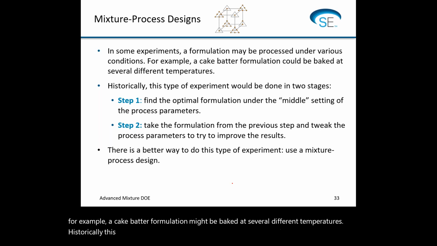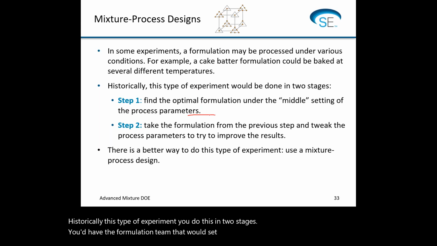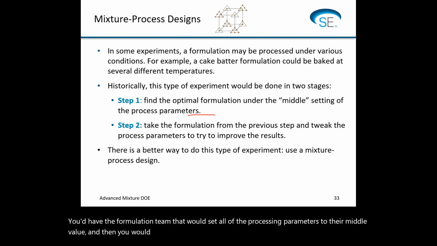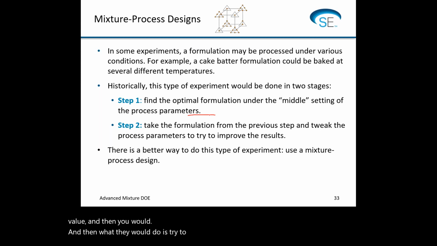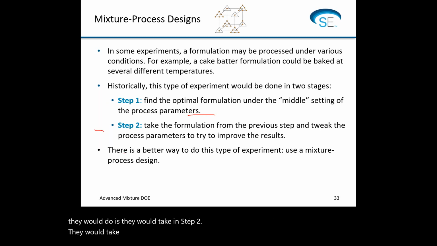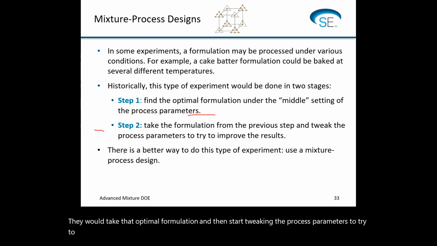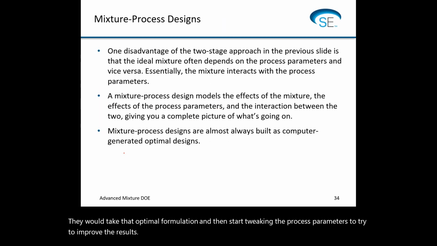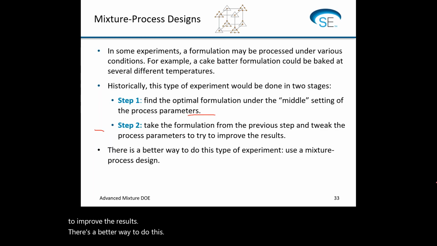Historically, you do this type of experiment in 2 stages. You'd have the formulation team set all of the processing parameters to their middle value and try to find the optimal formulation. Then in step 2, they would take that optimal formulation and start tweaking the process parameters to try to improve the results. There's a better way to do this, which is called a mixture process design.